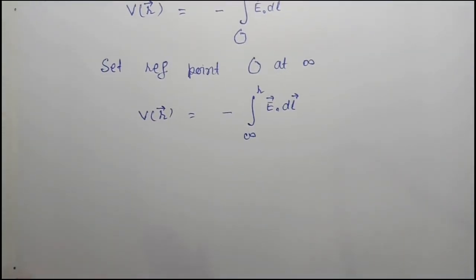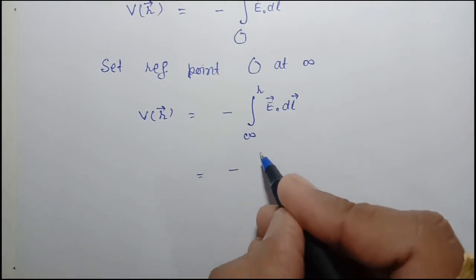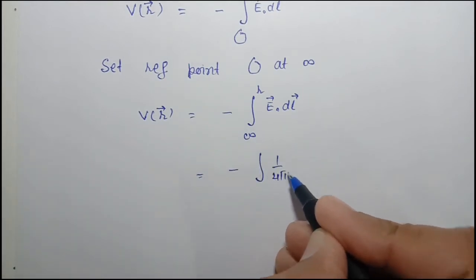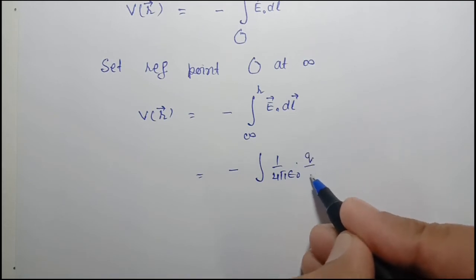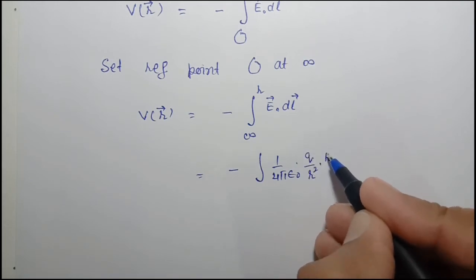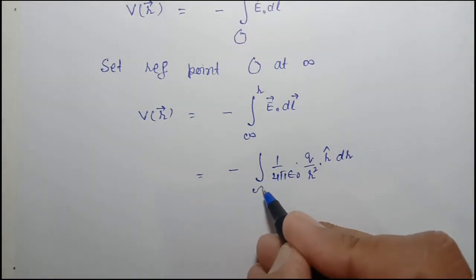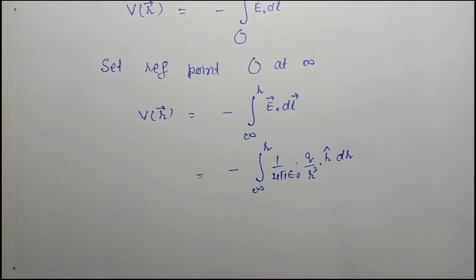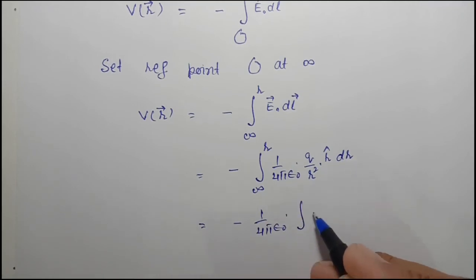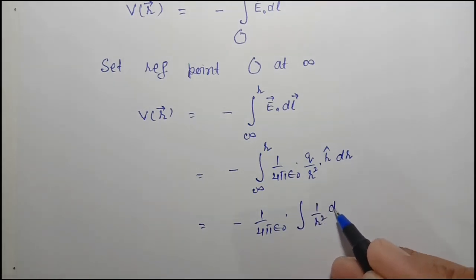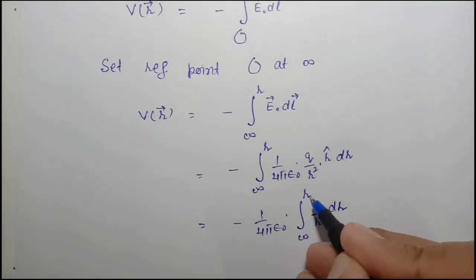Now substitute the value of E. So when we substitute the value of E, then we can write 1 over 4 pi epsilon naught times Q over R square R cap, and here we can write dr in place of dl, and the limit varies from infinity to r. This is equal to minus 1 over 4 pi epsilon naught, and here we have 1 over r square dr, with limit infinity to r.